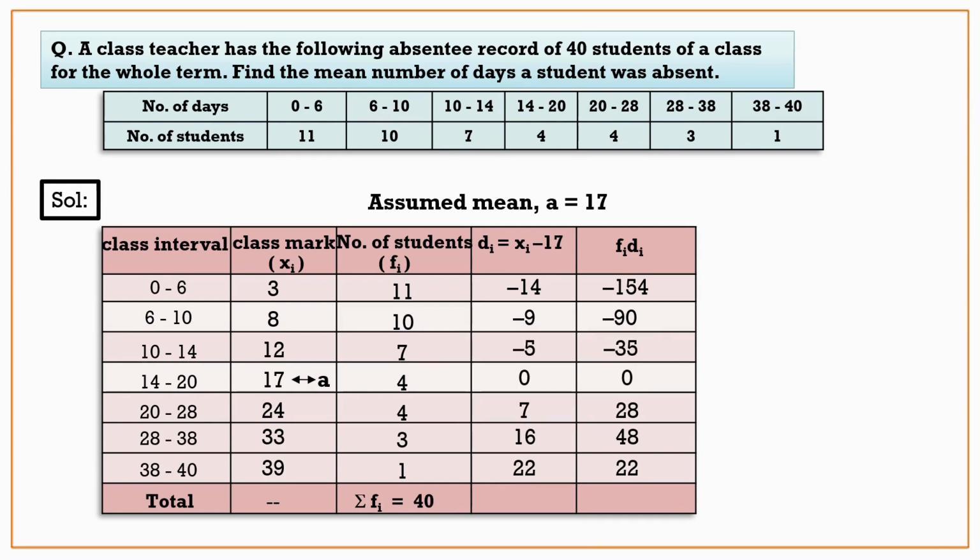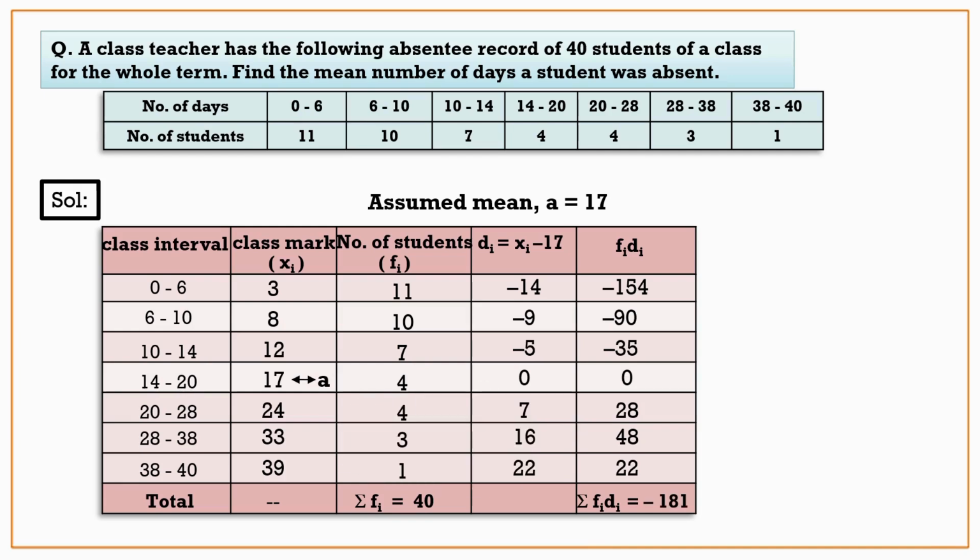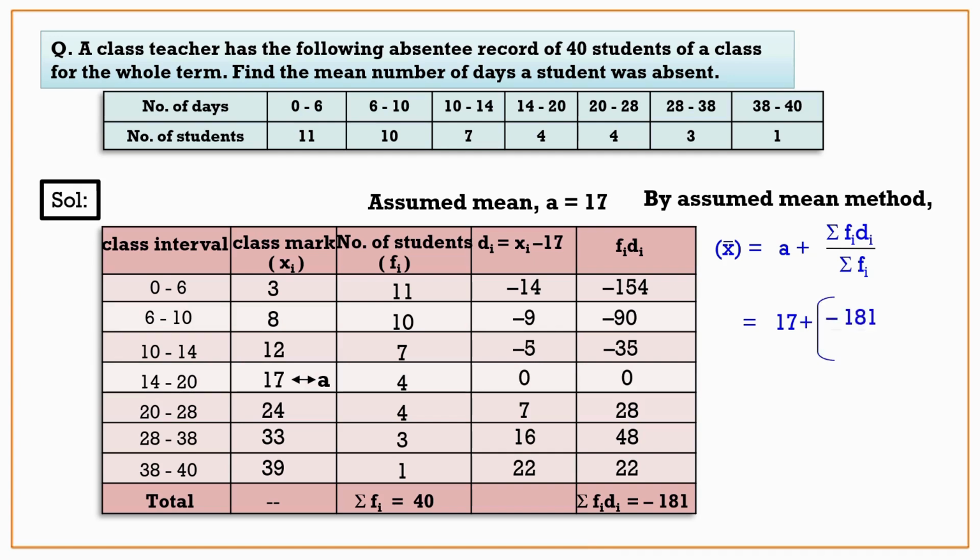So summation of fi will be 40 over here, and summation of fi di is minus 181. Now by the assumed mean method, let's apply the formula x bar equals a plus summation of fi di by summation of fi. So just put the values over here: 17 plus minus 181 by 40, which is 17 minus 4.525.